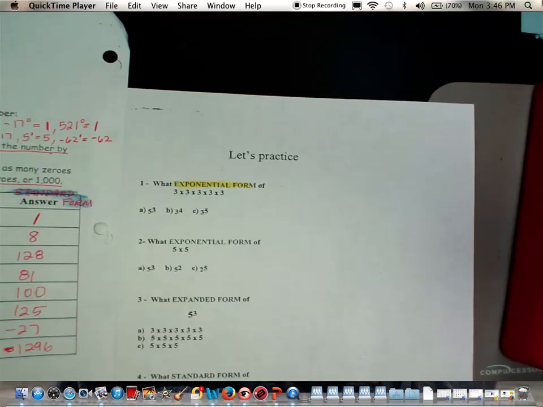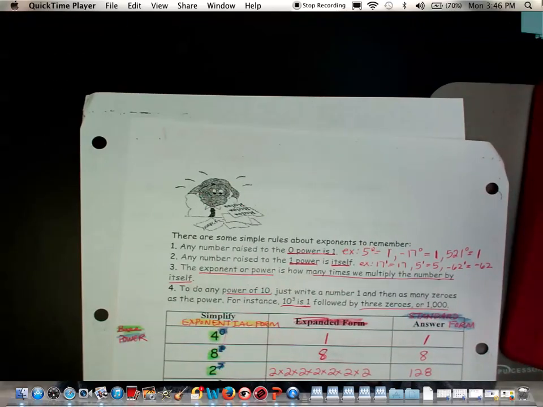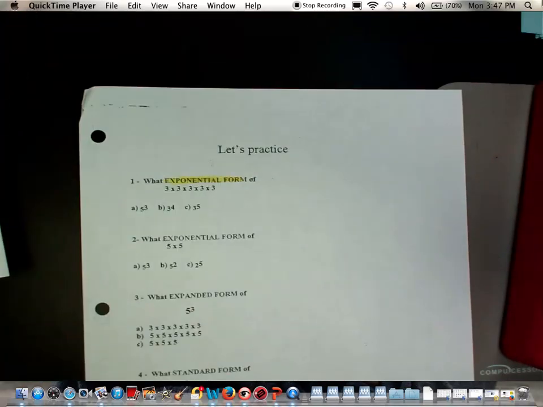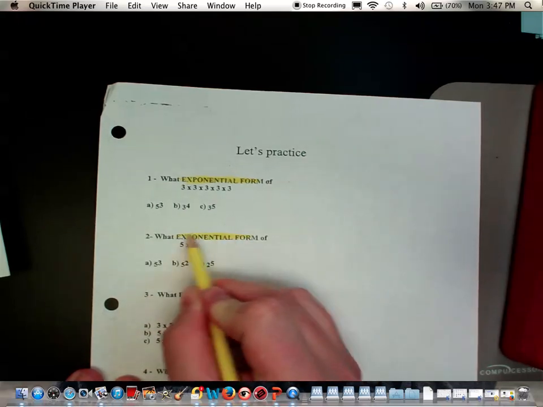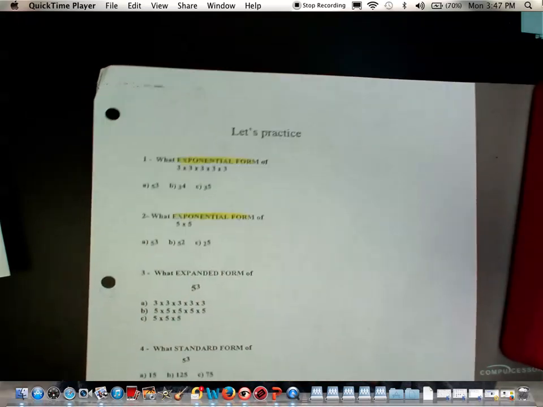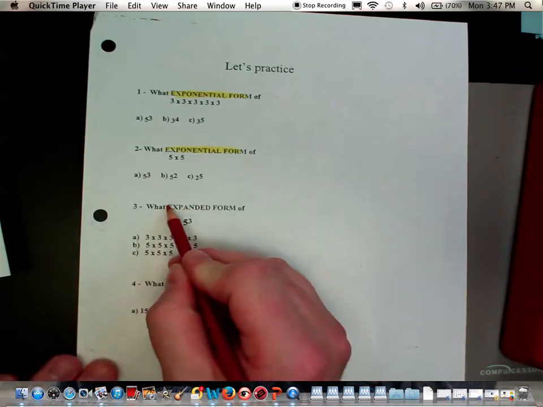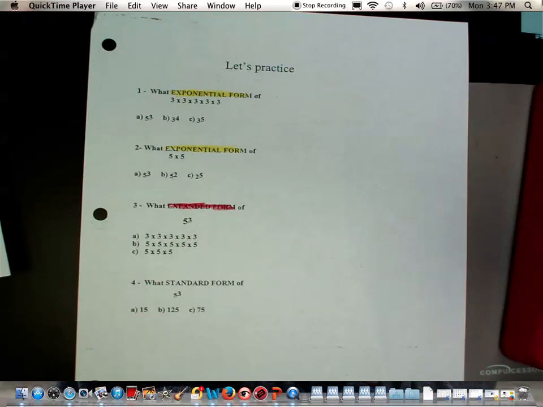So that way when I solve that problem, I know that the answer is going to look like this, because look, exponential form I put in yellow. So it's going to have a base and a power. So I'm going to try to find something that looks like that. Number 2 says exponential form, so I'm going to highlight that in yellow too. Okay? Number 3 said expanded form. So I want to know the expanded form of 5 to the third power. So I'm going to highlight that in red.